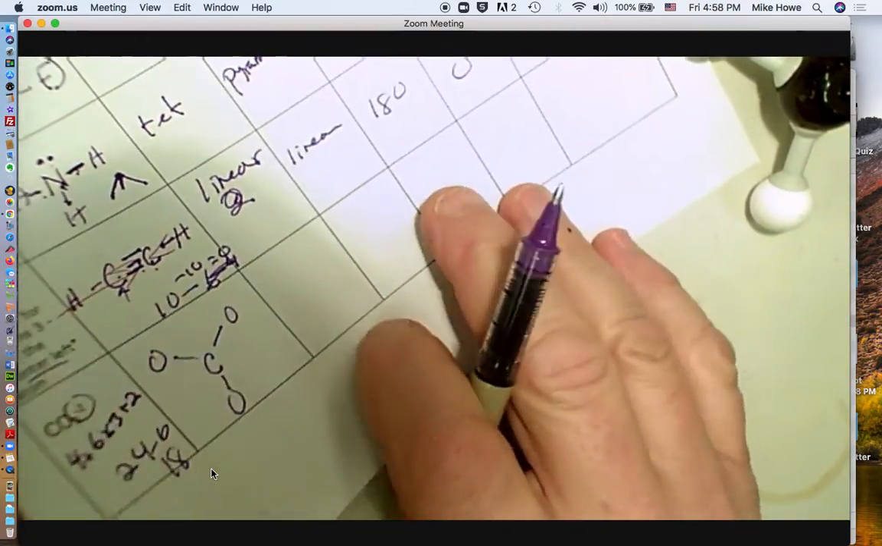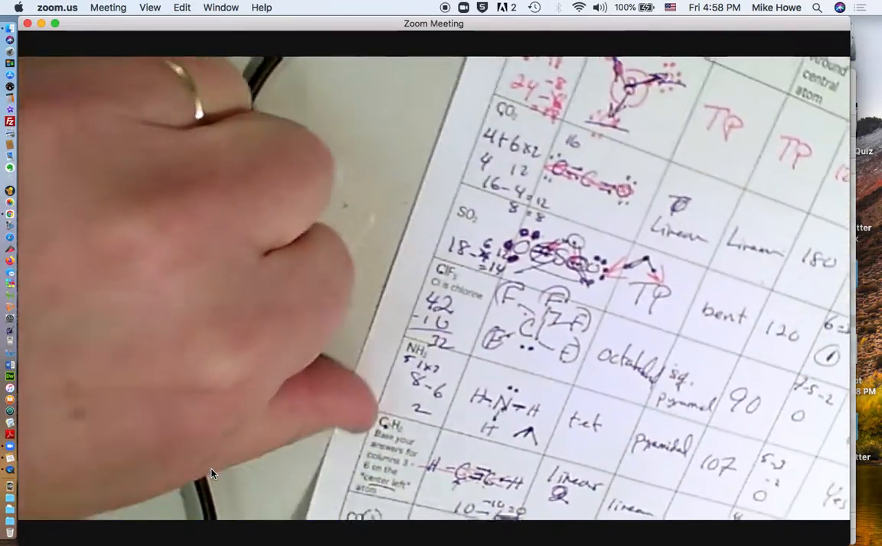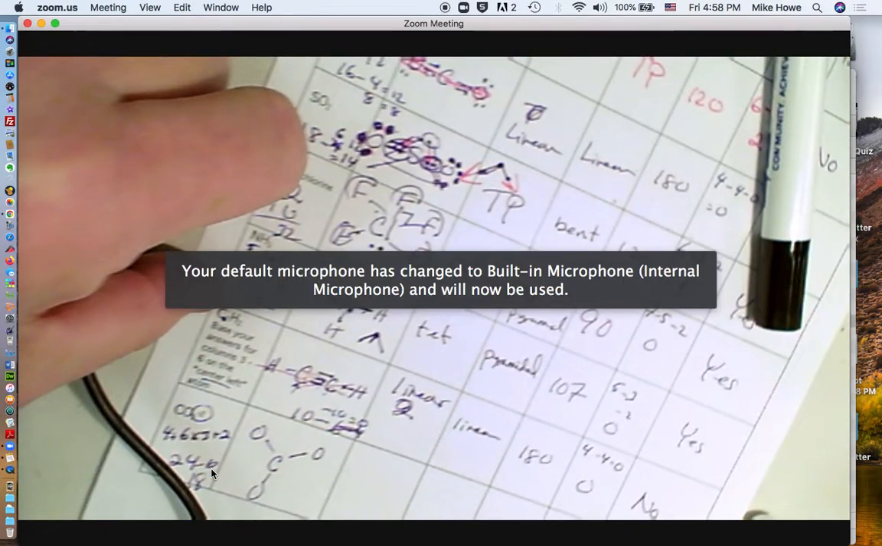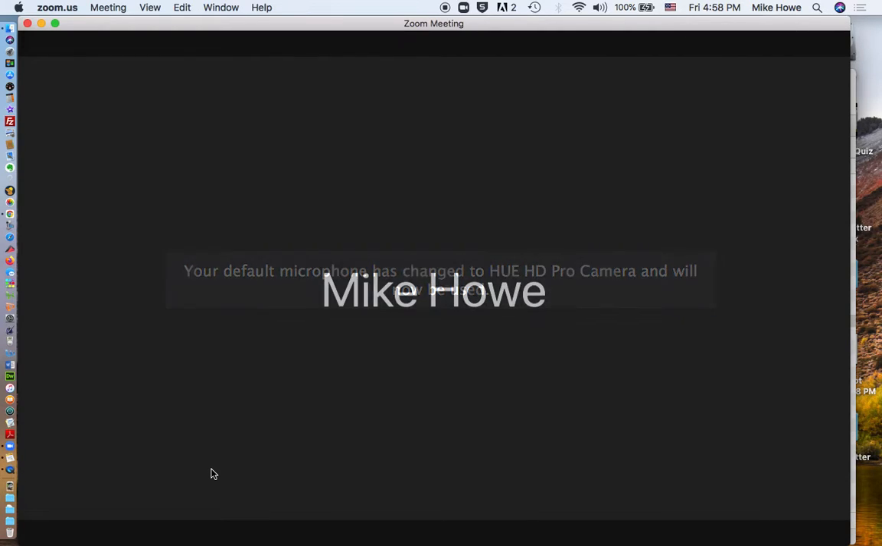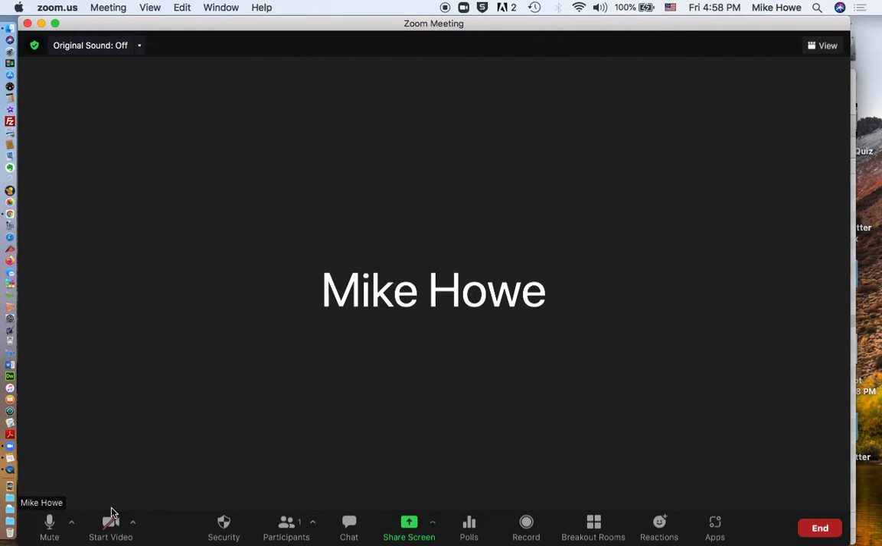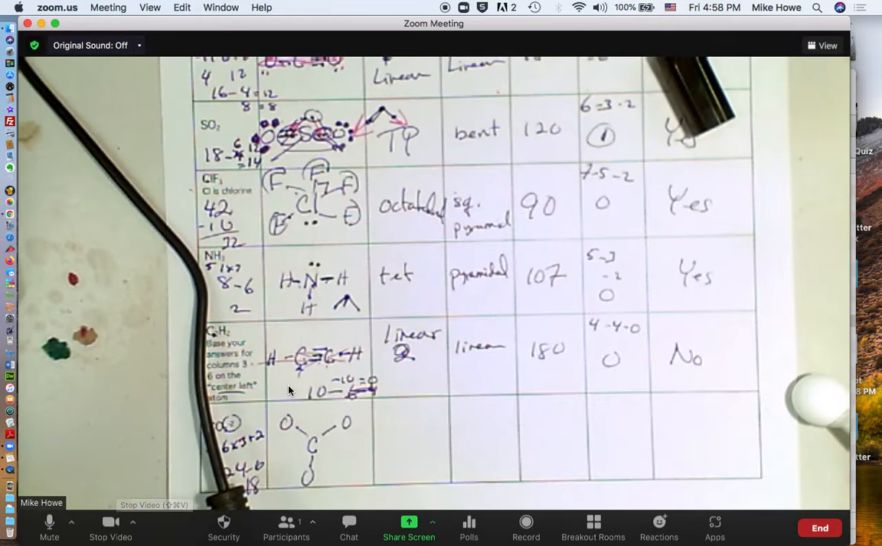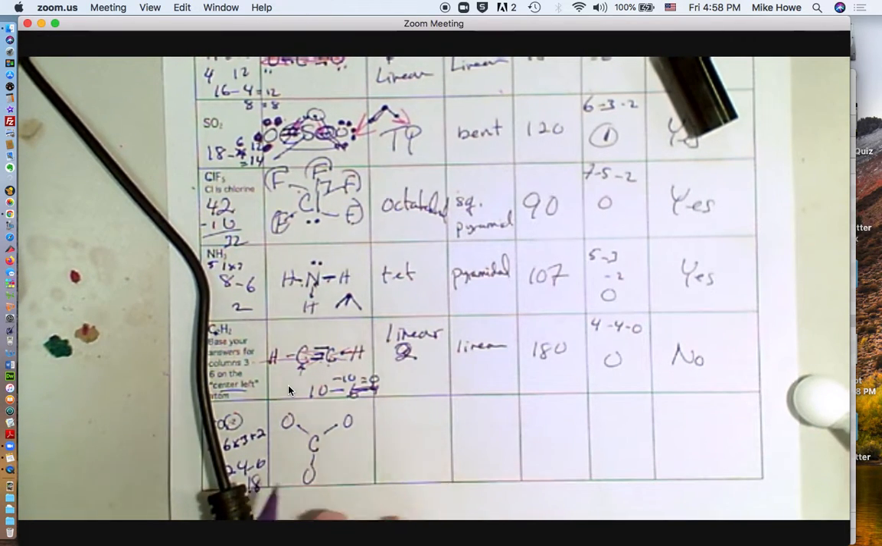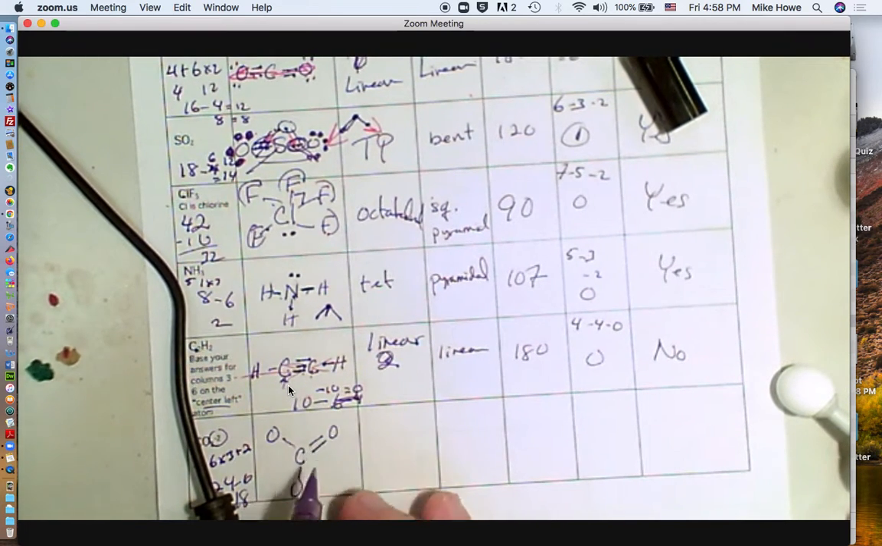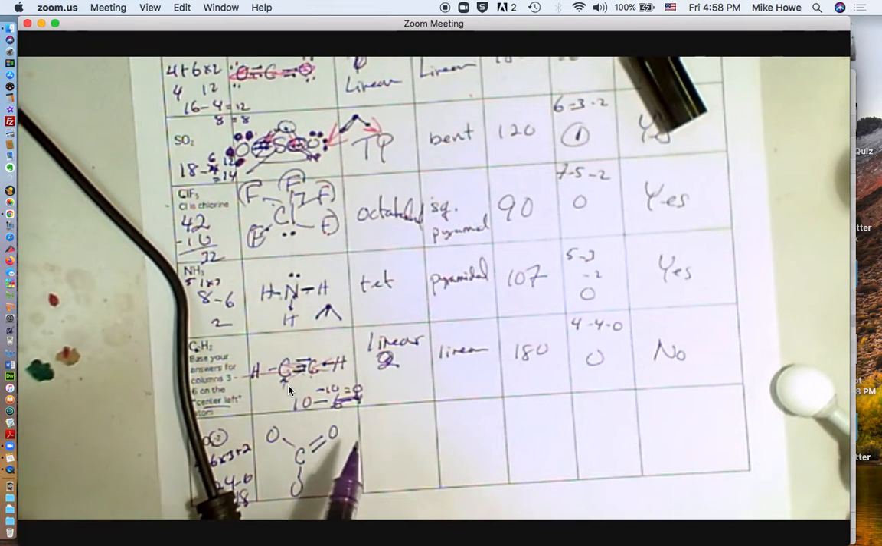So if you're 2 short, then you had to put in a double bond. That's what I'm trying to say. So there you go. Put the double bond in.